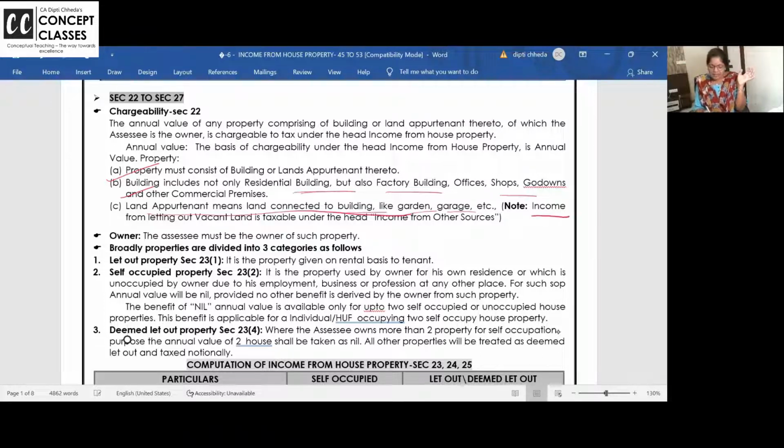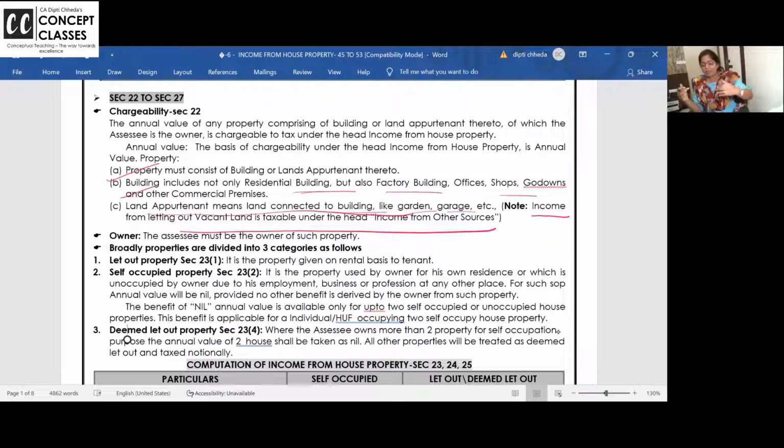Now this line is very important. Income from letting out of vacant land is taxable under income from other sources. Take it easy. If it is a vacant plot and you have given it out on rent for some yoga camp or for a circus company, so it's just an open plot, open land, then rental income will be taxable under income from other sources because there's no property.